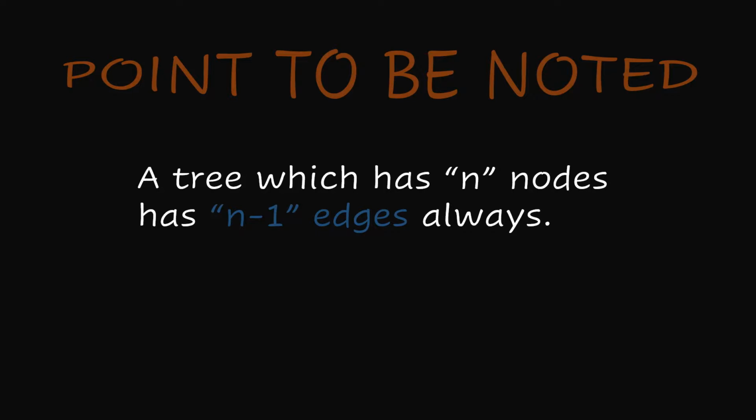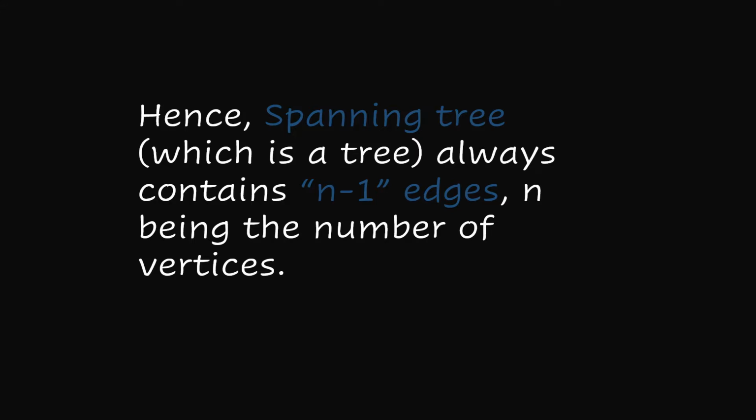It's obvious. Because there is no cycle and every vertex has at least one edge connected to it. So every vertex contributes one extra edge except the first one. Hence, a tree which has n nodes has n minus 1 edges. A spanning tree has the name tree in it, and hence it's a tree itself. Hence, it contains n minus 1 edges always.